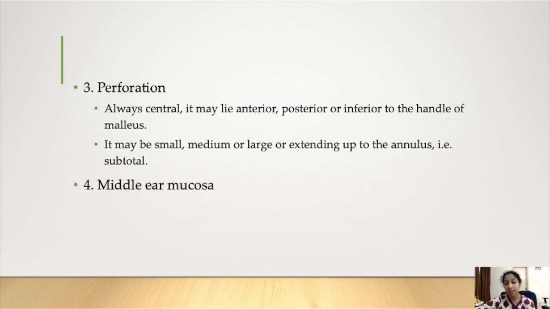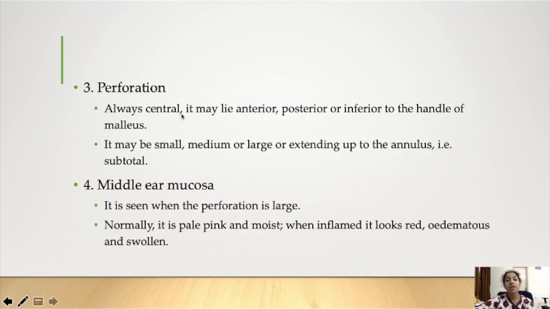Then the middle ear mucosa. How does the middle ear mucosa appear? It can be seen only if the perforation is large. Normally it is pale pink and moist. When inflamed, it looks red, edematous and swollen. So normally the middle ear mucosa is pale pink in color, and when it is inflamed, it is red and edematous. Occasionally, a polyp may be seen inside the middle ear.